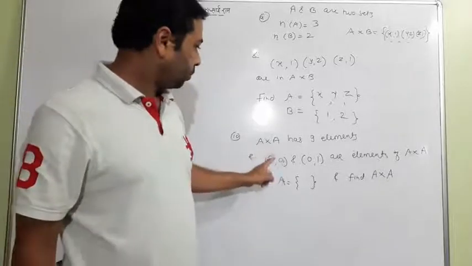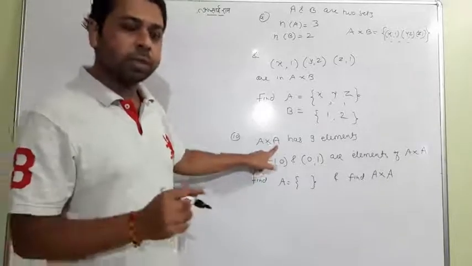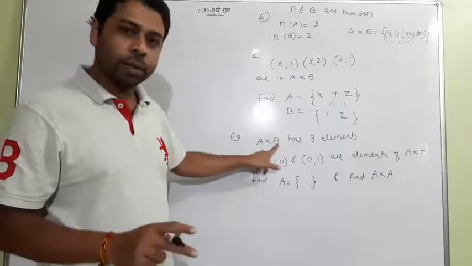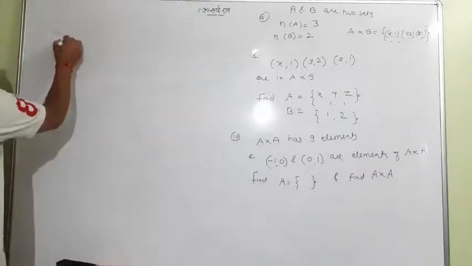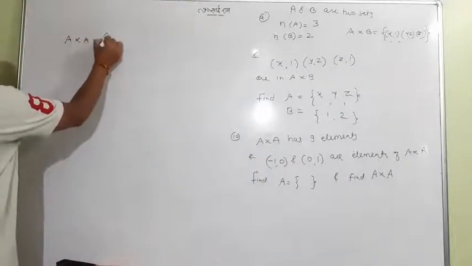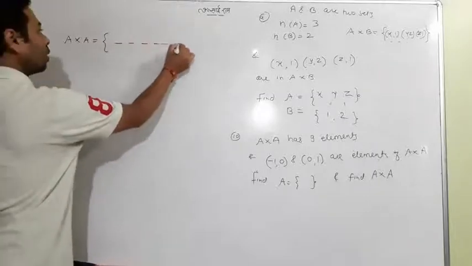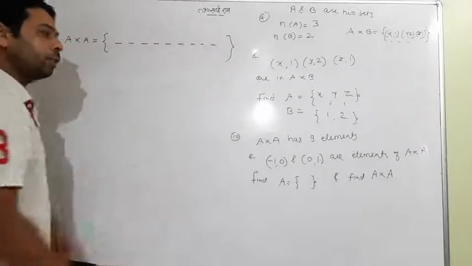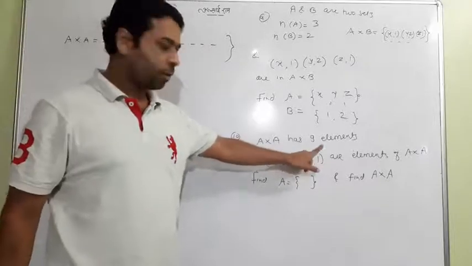It is A cross A. This is the very first important thing, that both sets are equal. A set, A cross A. The question says A cross A has 9 elements.